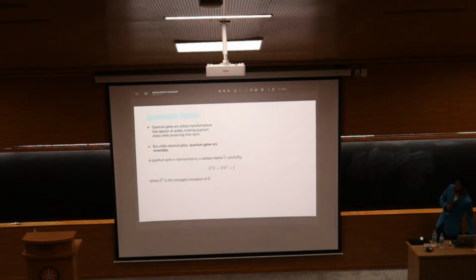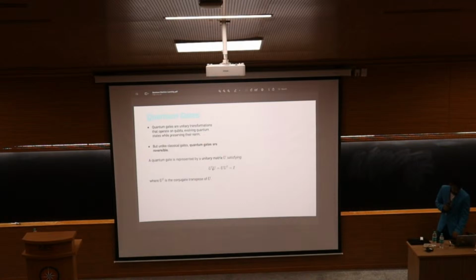Then quantum gates we already talked about a little. These quantum gates are unitary transformations, which preserve the norm, basically don't change the distance from the origin. And unlike classical gates, quantum gates are reversible. And we saw that the inverse of a unitary gate U is just U dagger. U dagger is just the complex conjugate transpose of U.